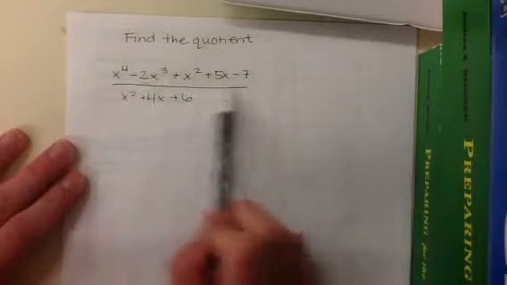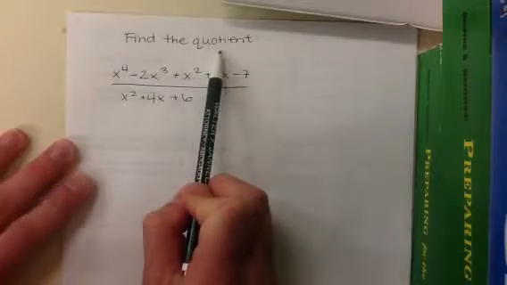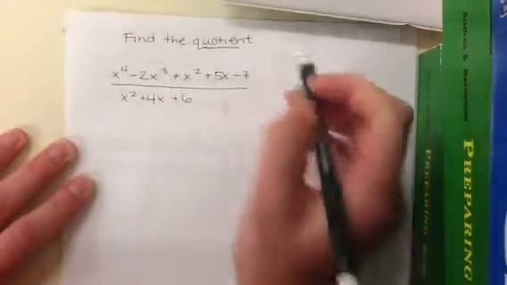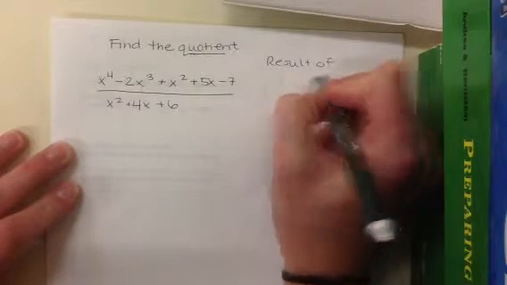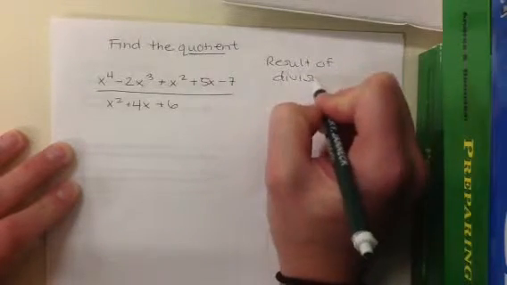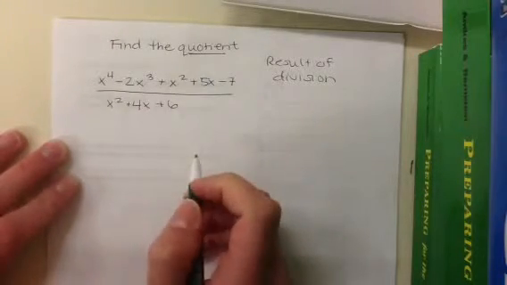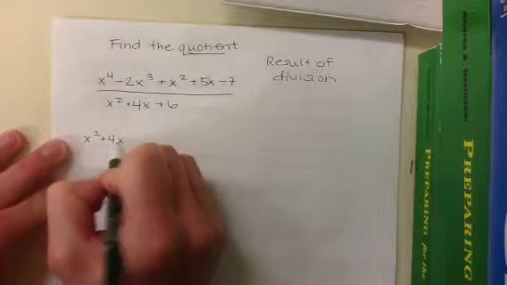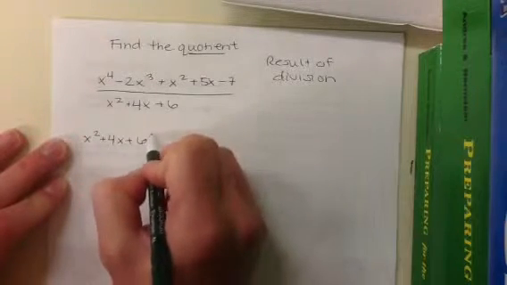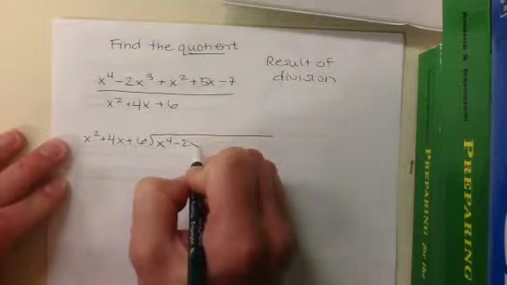I have one polynomial divided by another polynomial, and I'd like to find the quotient. Remember, quotient just means the result of division. So I would like to divide these two. To do that, let me rearrange so it's easier for me to divide. I'll put my denominator out here, and I'll put my numerator inside.